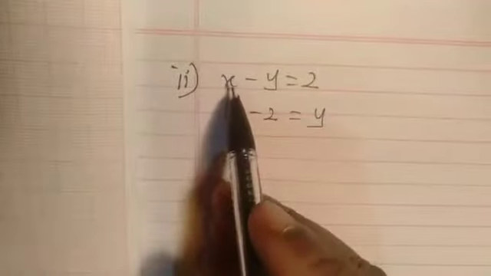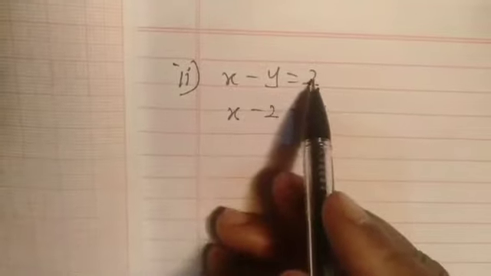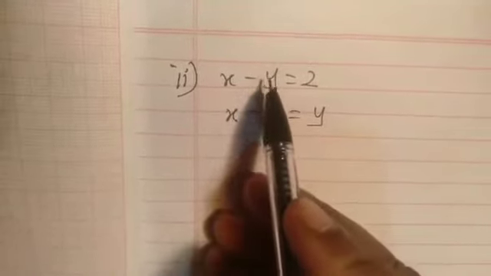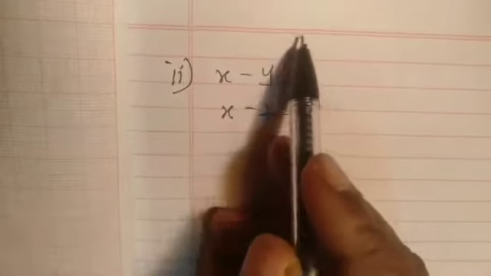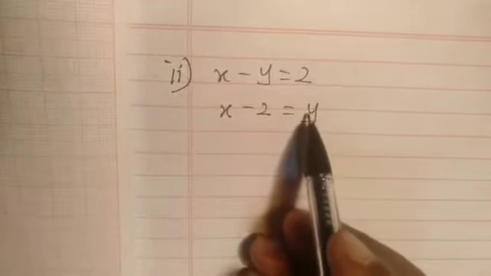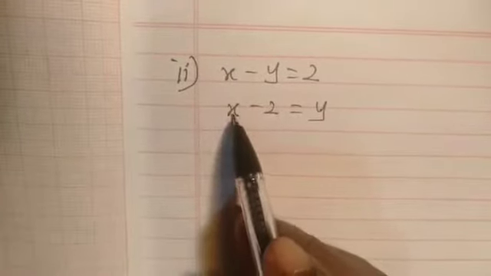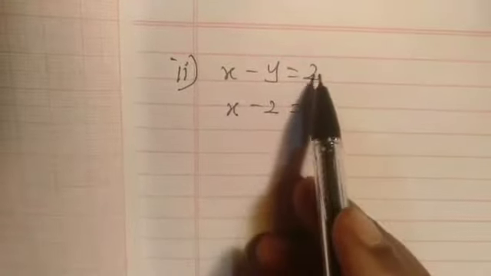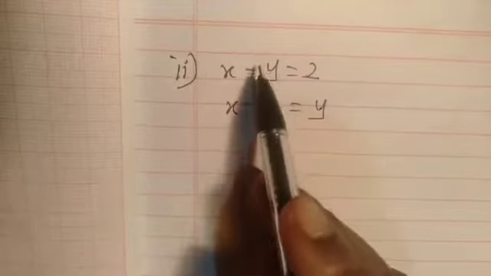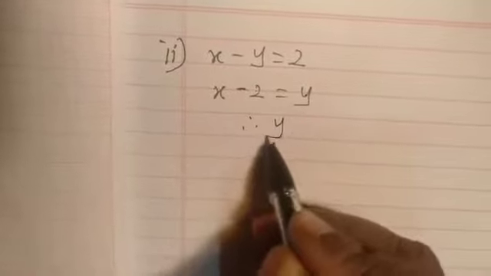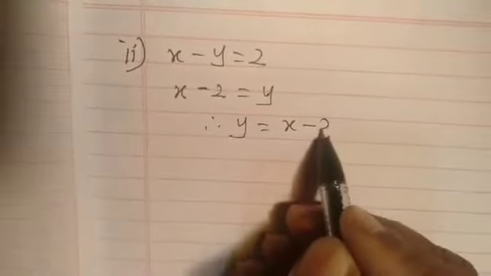Second question is x minus y equal to 2. Always we want positive y. So this negative y we transfer to the right hand side, and it becomes positive y. Here we have x. The positive 2 on the right hand side transfers to the left hand side, so it becomes minus 2. Therefore our equation is y equal to x minus 2.